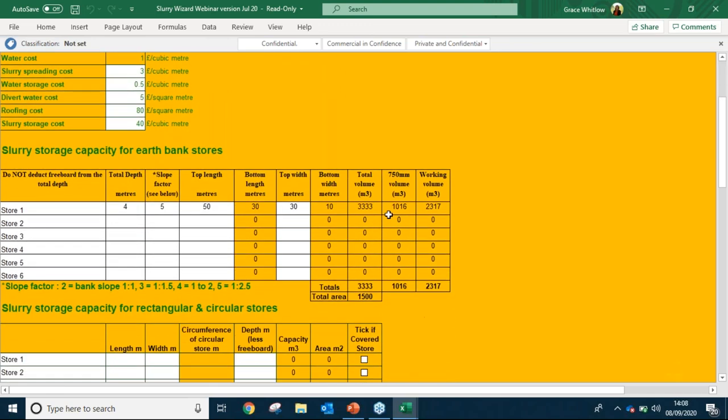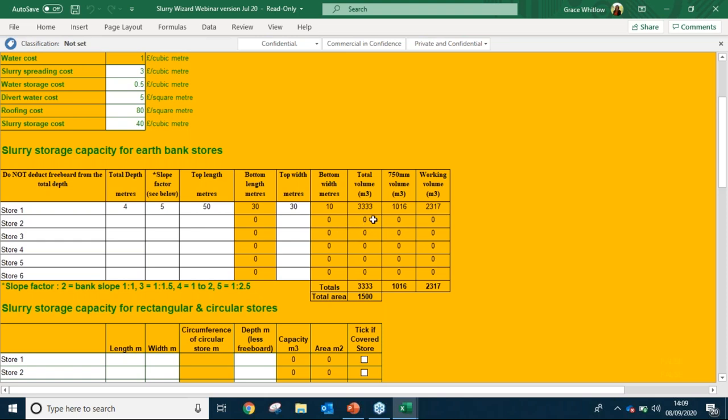Okay, moving on down further, we then go into the slurry storage capacity that's on the farms. And here we've got an example of an earth bank lagoon. In this example, we have a 4 meter total depth. We have a length of 50 meters and a width of 30 meters. We have a slope factor of 1 to 2.5. So we've chosen 2.5 there as an indicator of the slope factor. Of course, the volume of an earth bank lagoon has to take into account the slope of the sides. It's a prismoid, and so steeper slopes have a different volume to shallower slopes. So that gives us the volume.